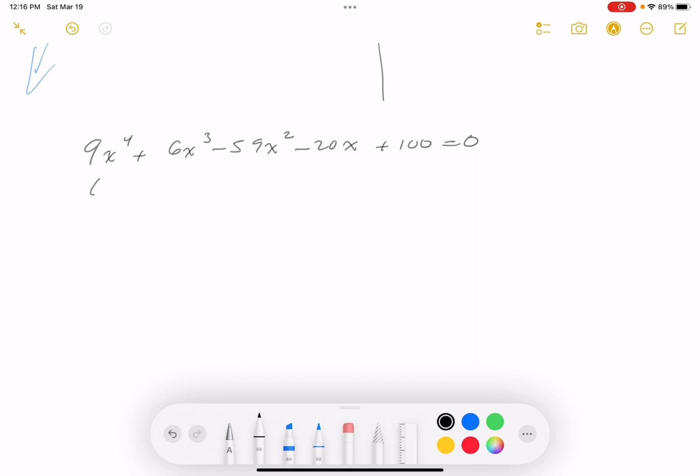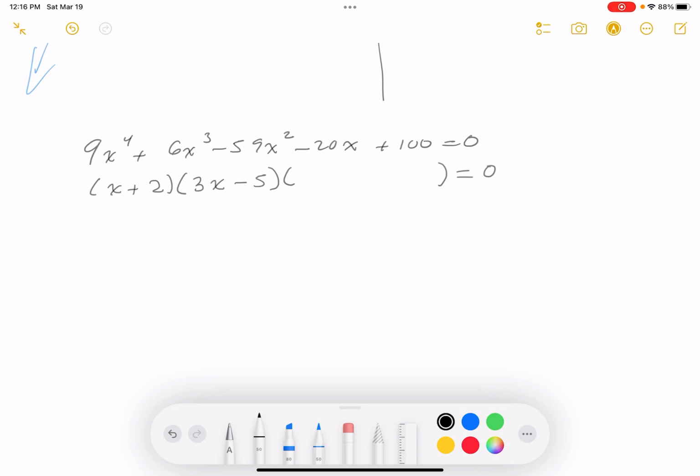2, which means the factor is x plus 2. The other root they gave me was 5/3, which means the factor is going to be 3x minus 5. But I don't know the remaining quadratic factor, and that's my goal. So let's take a look. We're going to make a division.